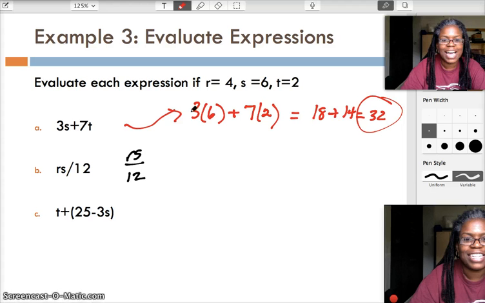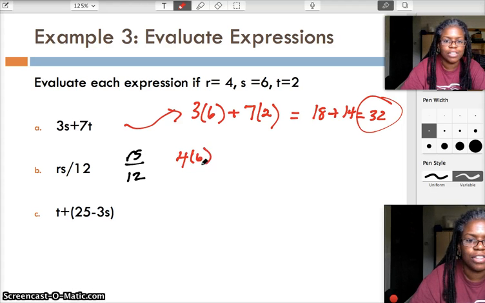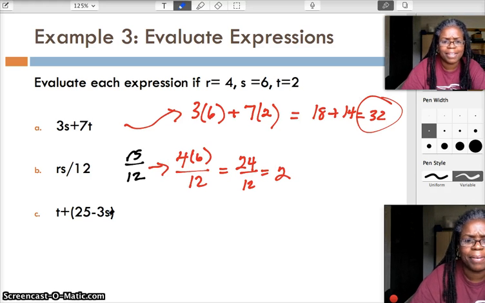Here I have r times s, and so that will be 4 times 6 in the numerator over 12. 4 times 6 we know to be 24 over 12, and that's going to give me 2. I was trying to use different colors, but I forgot about that. Let me do that here. And then finally, t is equal to 2. I'm going to add to that 25 minus 3 times the quantity of 6.